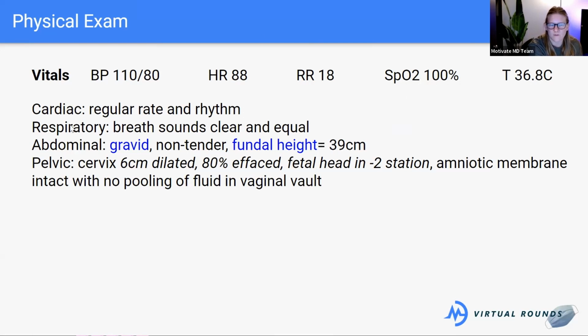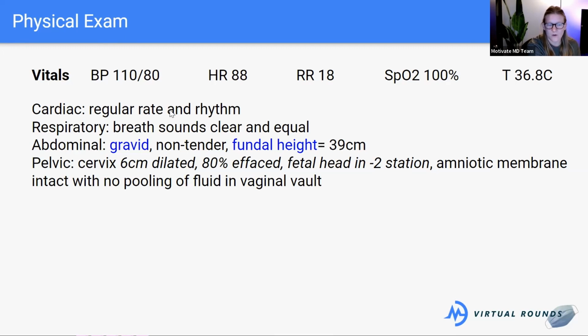Her cardiac and respiratory exam are unremarkable, just regular rate and rhythm, with clear and equal breath sounds. And then for her abdominal exam, her abdomen is gravid. Like we said before, gravida is pregnancy, so gravid abdomen means that it's pregnant. It's also non-tender, and she has a fundal height of 39 centimeters. And we'll talk about what that means in just a second.